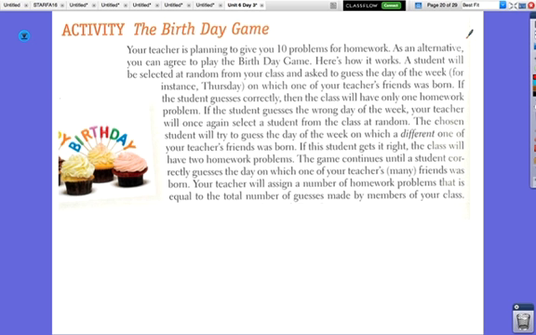If the student guesses correctly, then the class will have only one homework problem. If the student guesses the wrong day of the week, your teacher will once again select a student from the class at random. The chosen student will try to guess the day of the week on which a different one of your teacher's friends was born. If this student gets it right, the class will have 2 homework problems. The game continues until a student correctly guesses the day on which one of your teacher's many friends was born. Your teacher will assign a number of homework problems that is equal to the total number of guesses made by members of your class.